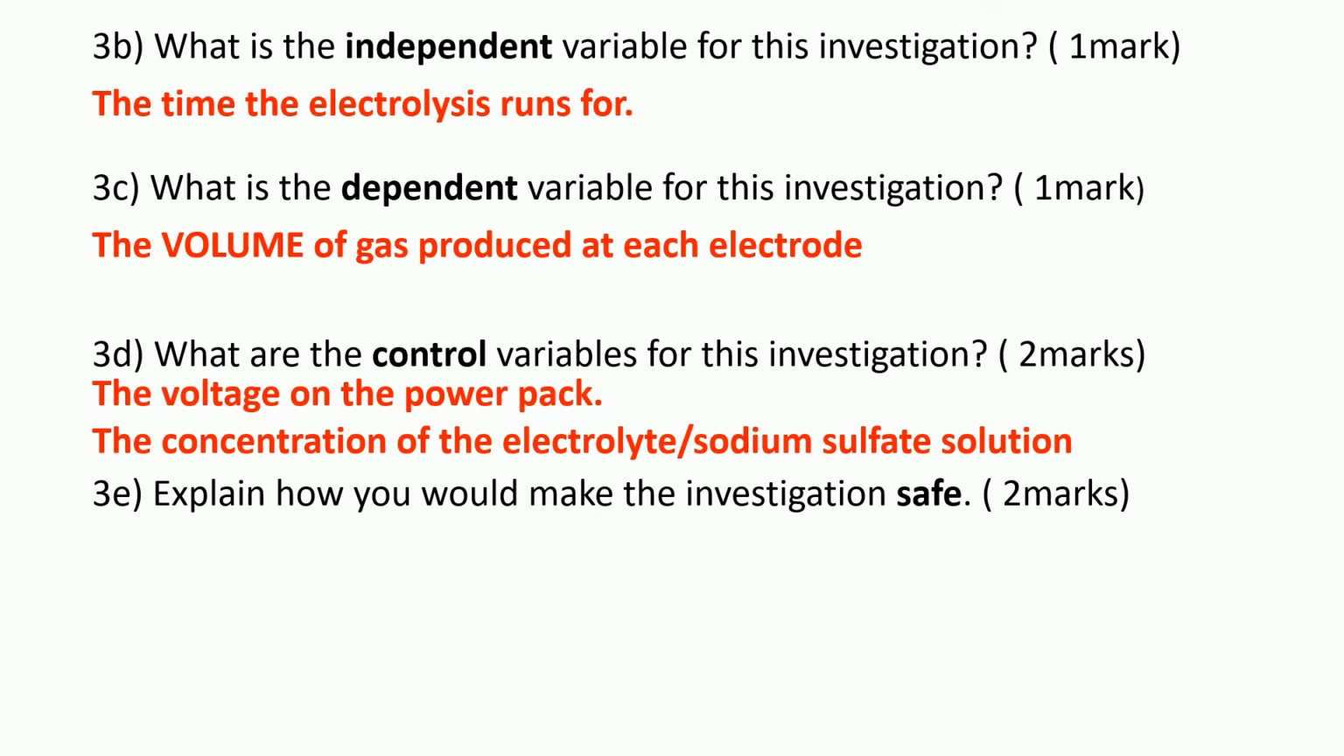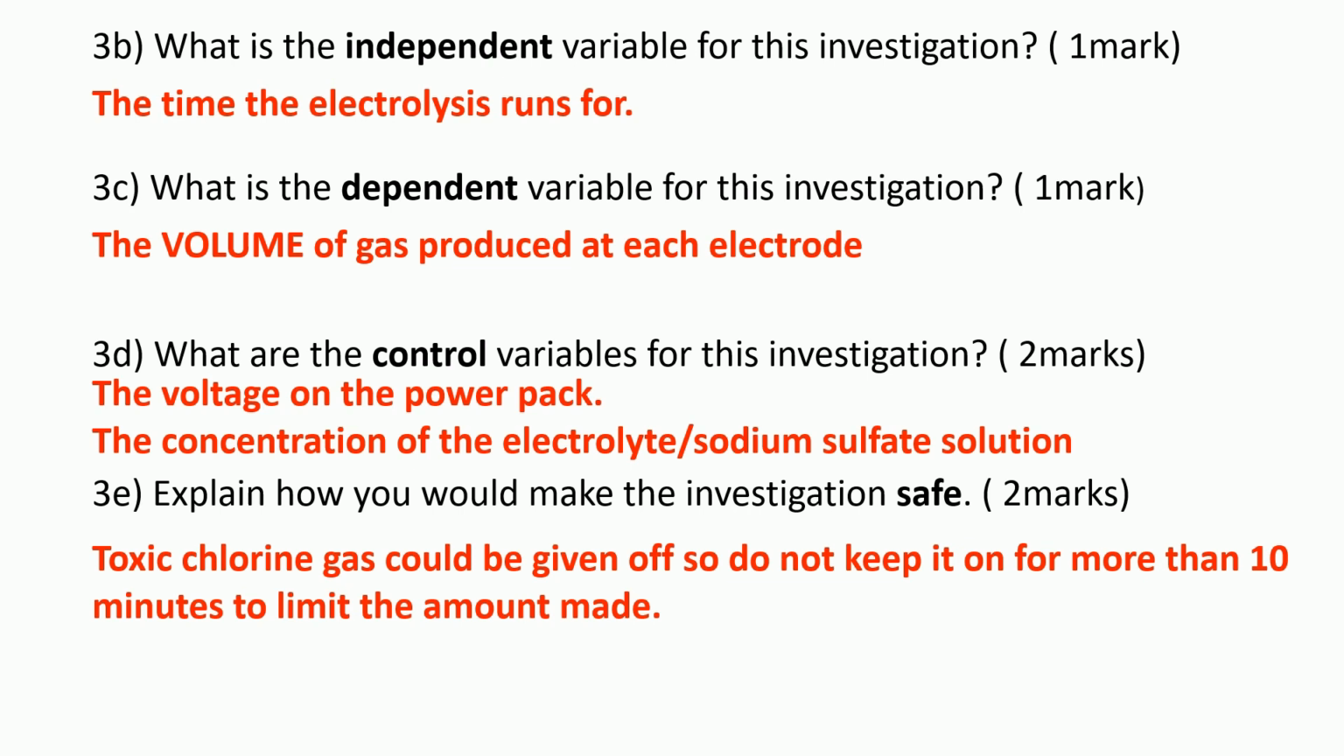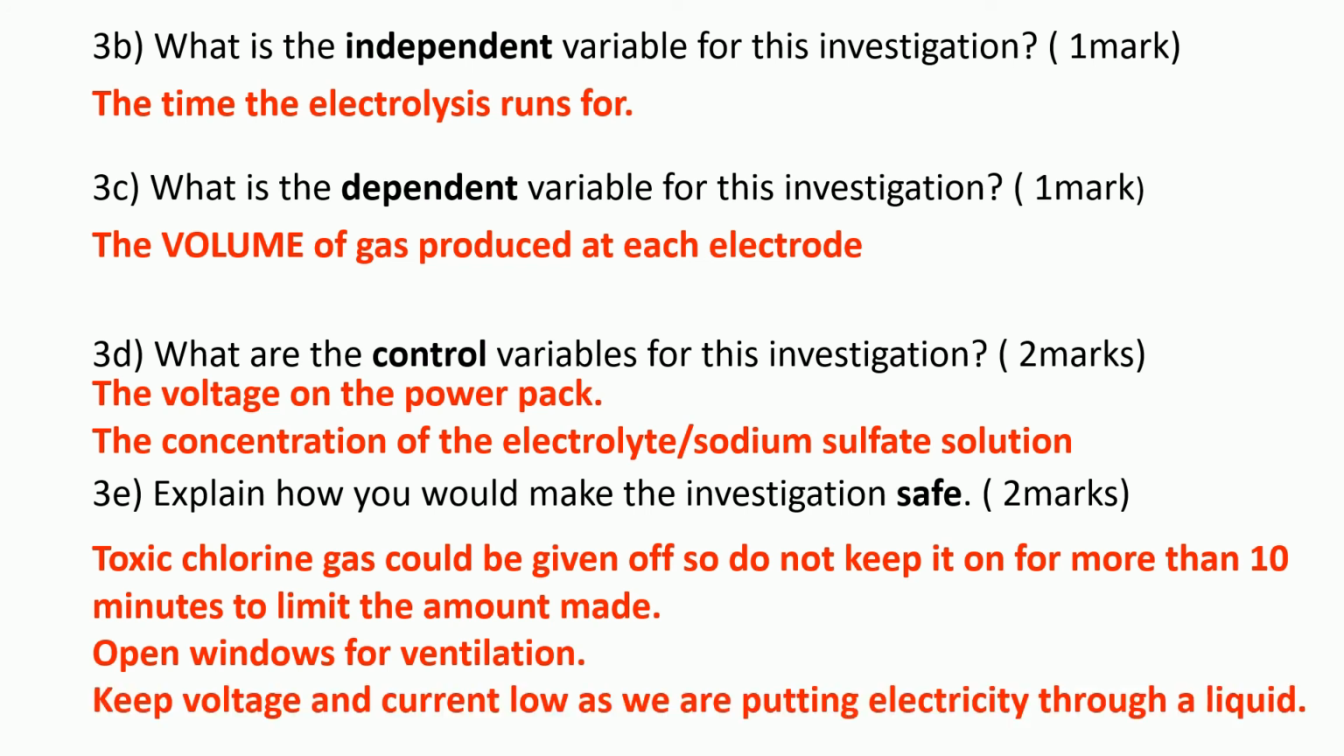Now, when we're talking about making the investigation safe, we need to remember that we're producing toxic chlorine gas. So we don't keep it on for more than 10 minutes in order to limit the amount made. We could also make sure we have windows open for ventilation and keep the voltage and current low as we put in electricity through a liquid. We know that large currents and voltages can be fatal if a large amount of electricity goes through a liquid. So we're making sure we keep that to 4 or 6 volts.